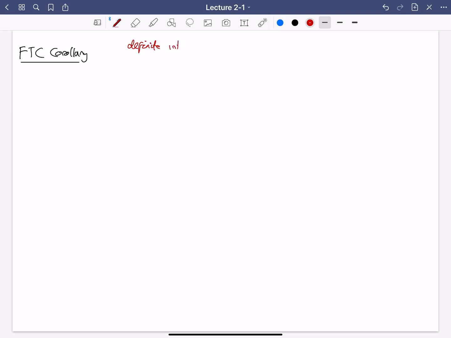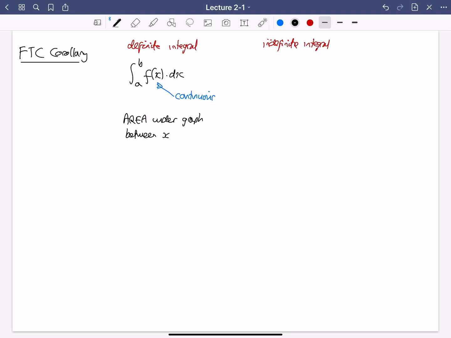The corollary connects the definite integral to the indefinite integral. So the definite integral, that was the area, the integral from a to b of f of x dx. For this corollary you need that f of x is a continuous function. And so this definite integral is the area under the graph between x equals a and x equals b.